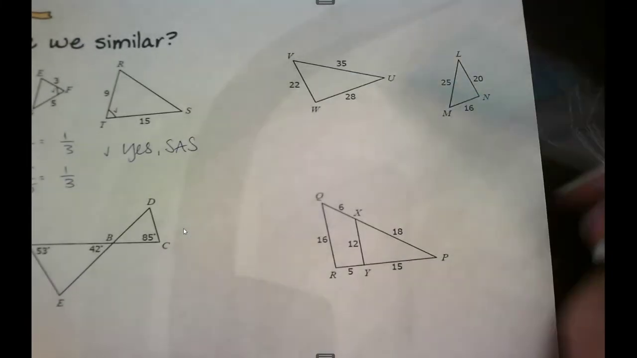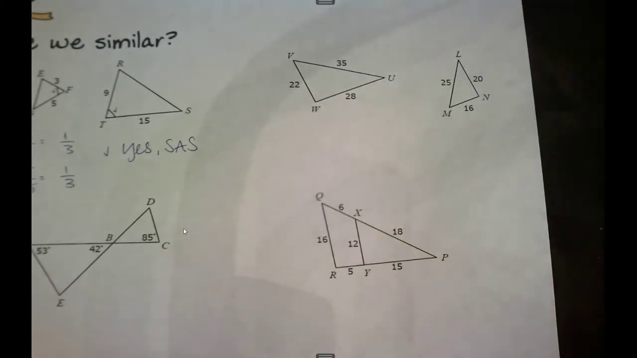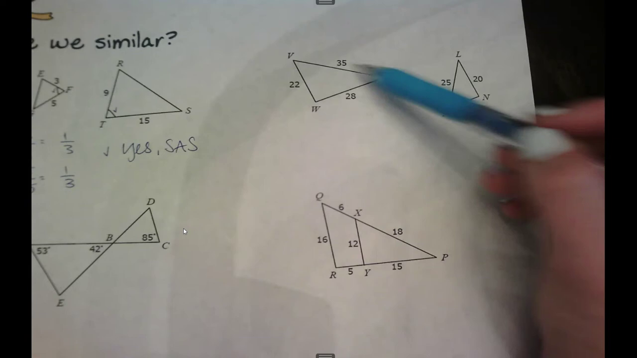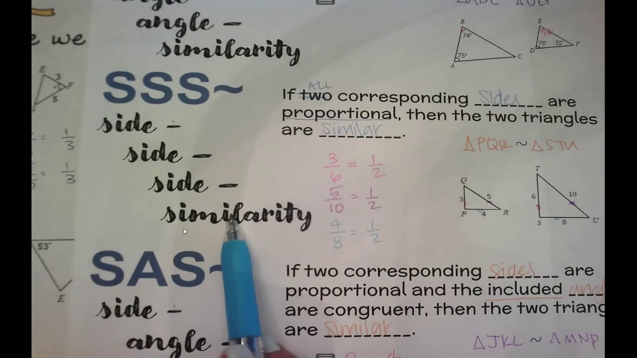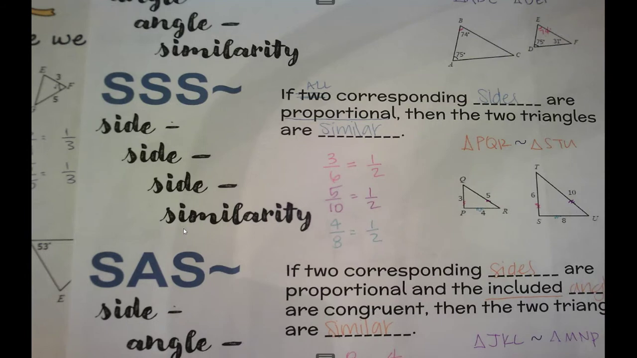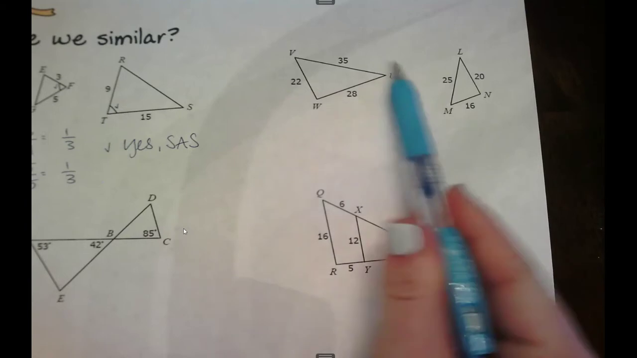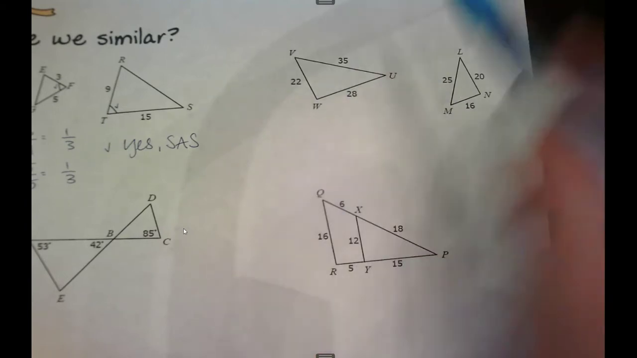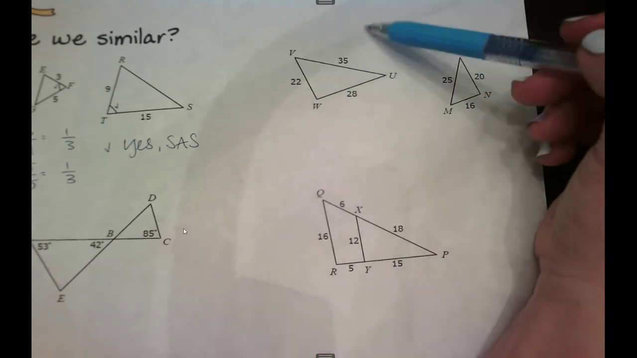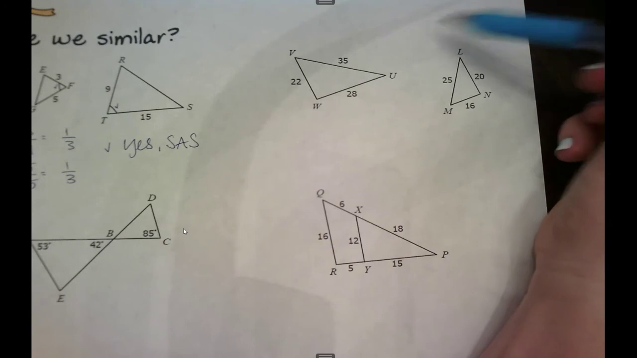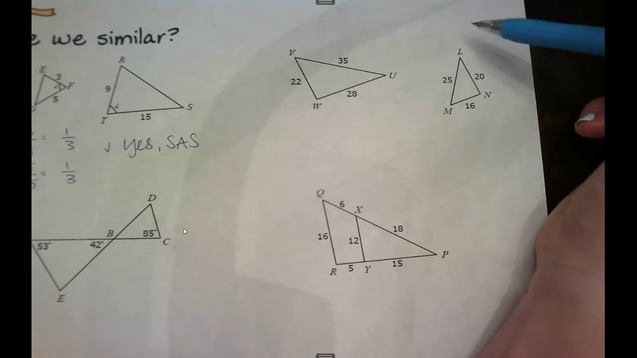What do we have? We need to know if these are similar. And what do we have? We know all three sides. So we are looking at side, side, side. So we're going to find their scale factors and see if they are all the same. So these aren't marked on triangle VWU. Is it congruent? Is it similar? How can we tell?